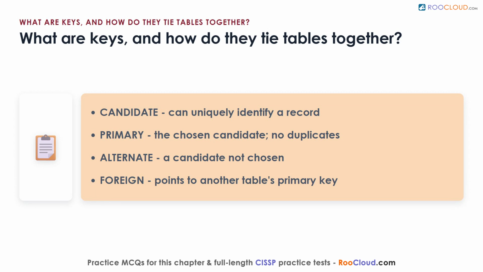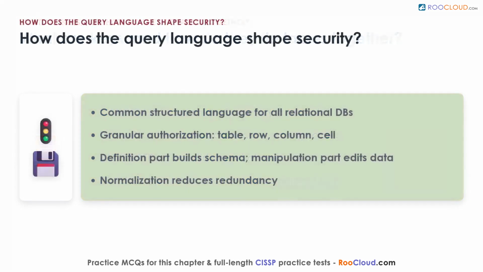A foreign key lives in one table but points to the primary key of another, enforcing what is called referential integrity, which guarantees that the reference always matches a record that truly exists. Think of a primary key as a person's unique identification number, and a foreign key as a note on someone else's file pointing back to that exact number. How does the query language shape security?